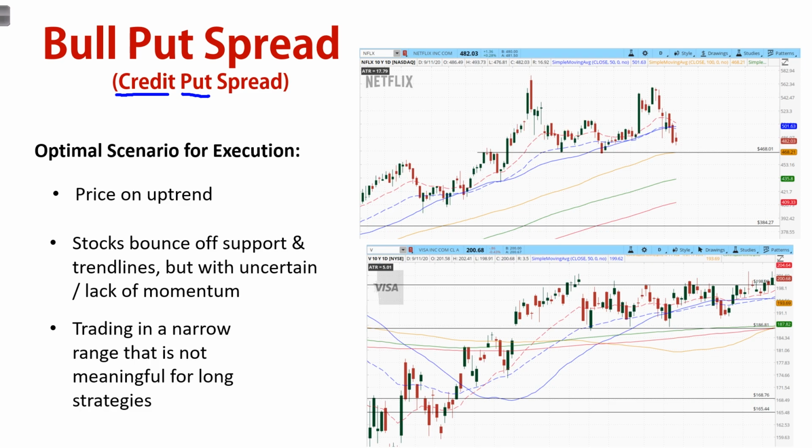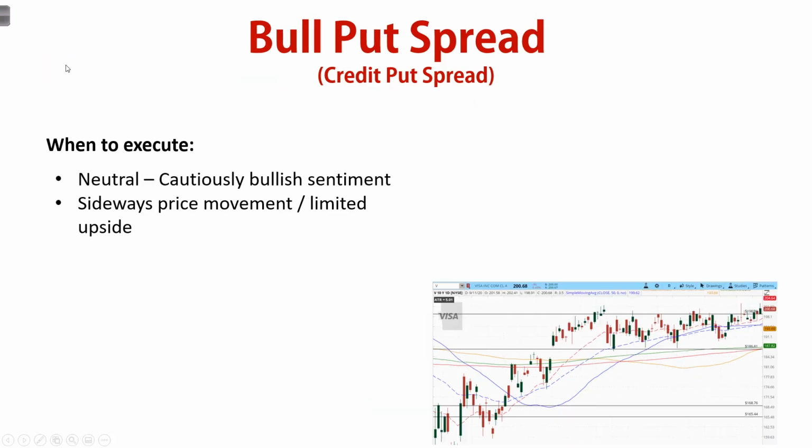And lastly, this strategy is also suitable for stocks that are trading in a narrow consolidation, when the range is so tight that there isn't much room for you to take a swing trade upwards. In that case, you can adopt a bull put spread instead. In other words, when you execute a bull put spread, it means that you have a neutral to cautiously bullish sentiment on the stock. You think that the price is likely to move and trade sideways in the near term. There's limited room for it to go up.